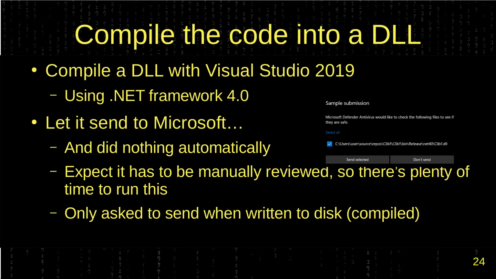This simple code is going to be compiled into a DLL using Visual Studio 2019. I like to use that in .NET 4 as it's better backwards compatible. The first time around when I compiled this, I had automatic submission enabled, and a pop-up asked if I wouldn't mind submitting it to Microsoft to see if it's quote unquote safe. So for the hell of it, I let it. Nothing happened, that is, no alerts. Also, this only happened when the DLL was compiled and written to disk.